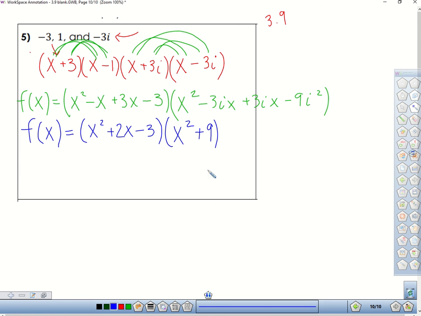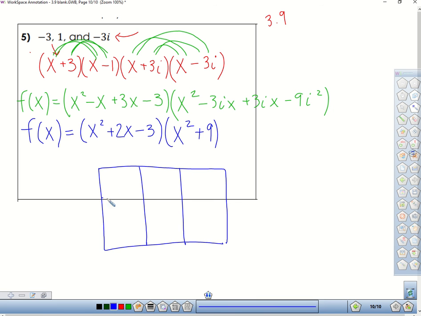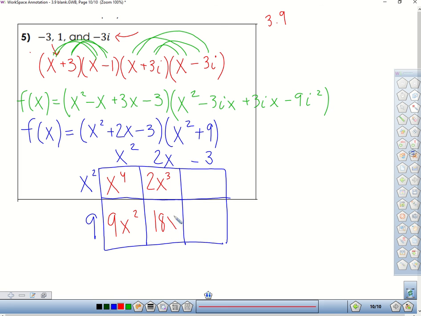And now from here, we're going to use area model, because we have a trinomial times a binomial. So I'm going to draw an area model here. So that's going to be x squared plus 9, x squared, 2x, and negative 3. And then I'm just going to multiply the corners. So that's going to be x fourth, 9x squared, 2x cubed, 18x, negative 3x squared, negative 27.